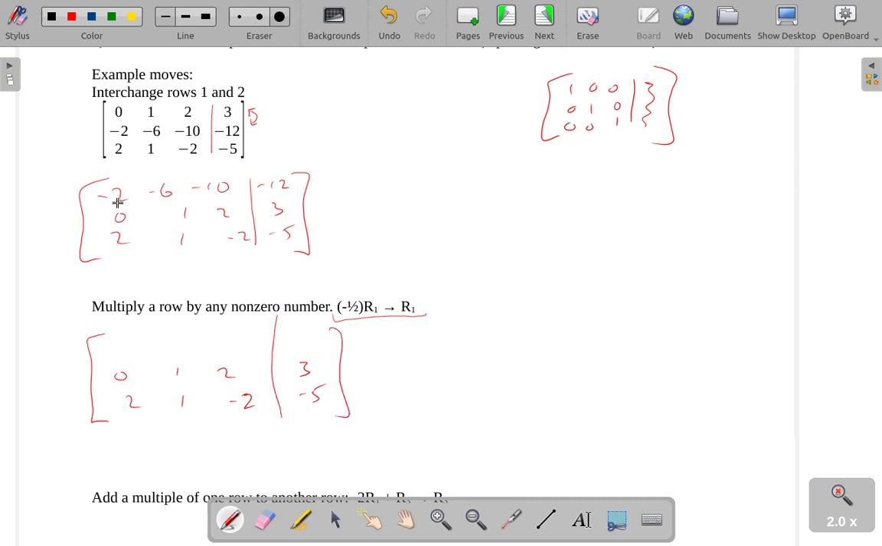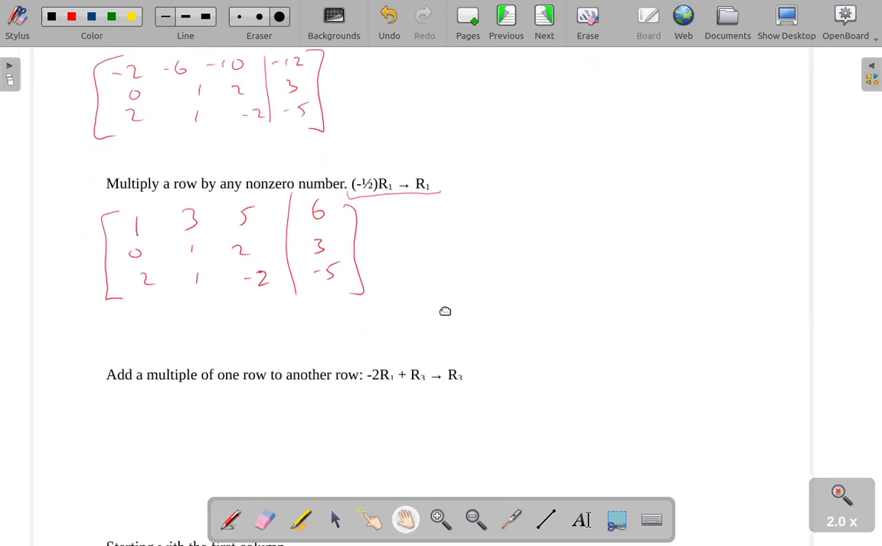So this first row, multiply by -1/2, or the easier way of thinking of that is dividing by -2. -2 divided by -2 is 1. -6 divided by -2 is 3. -10 divided by -2 is 5. -12 divided by -2 is 6. So there you go. That's the second move we can do.